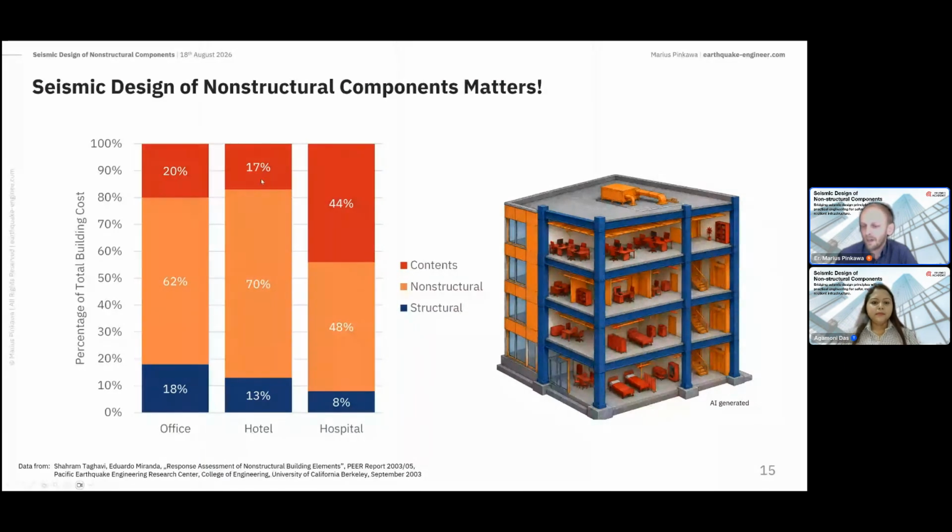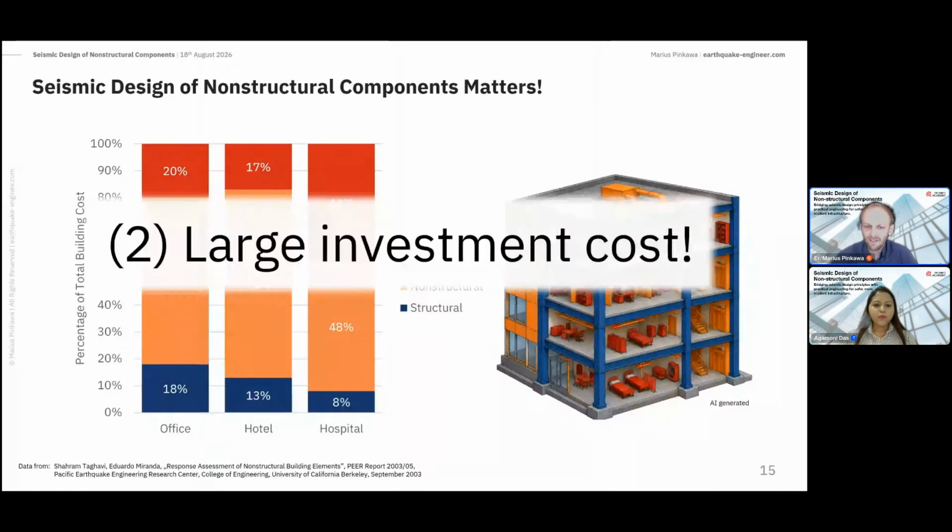Content is a similar item, but it is usually movable, not attached to the building. It's like tables, chairs, or shelves. But the non-structural components are 50 to 70% of the total investment costs of a building. So it does make sense to provide proper seismic anchorage so you can protect this investment.